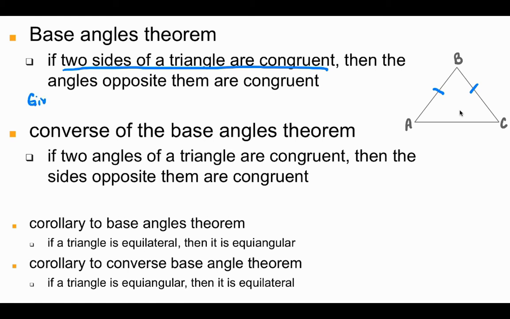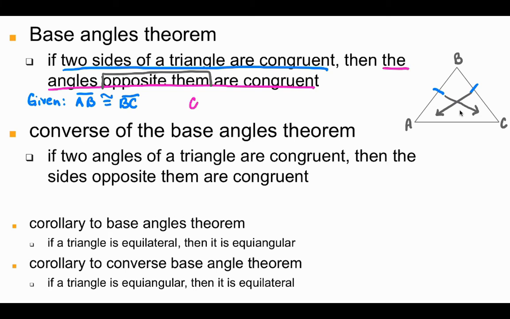So you will be given AB is congruent to segment BC. And then the angles opposite them are congruent. So we need to understand what they mean by opposite them. So opposite is going to be across from. So when you go across from the side AB, you're going to point at angle C. And when you go across from side BC, you're going to be pointing at angle A.